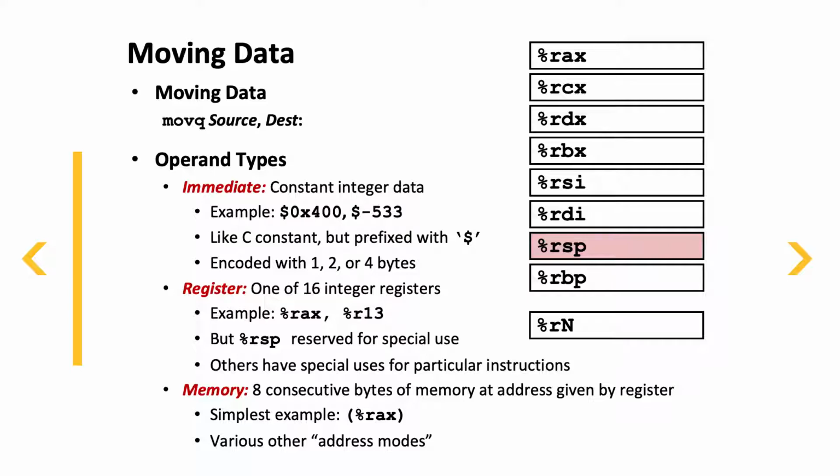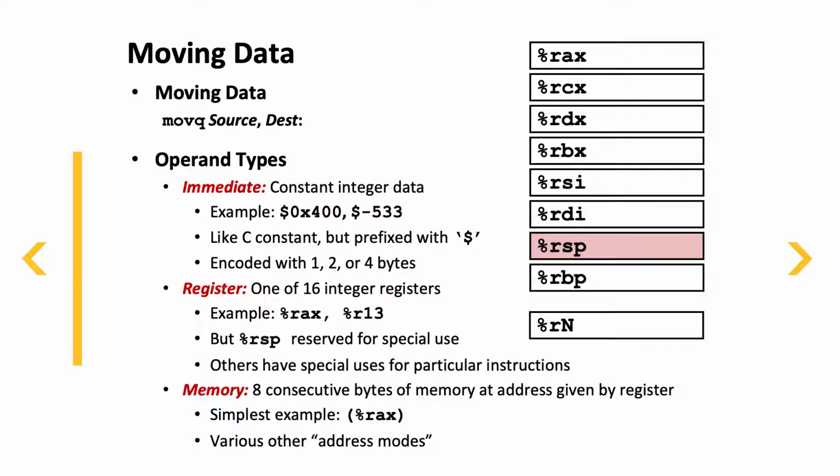Now, memory has 8 consecutive bytes of memory at an address given by the register. Because remember, we have a 64-bit processor word size. So for the memory, we've got 8 consecutive bytes, right? 64 bits. They live at certain addresses. And remember, we can just think of a memory address as an index of the memory array, because we think of memory as one big array, right?